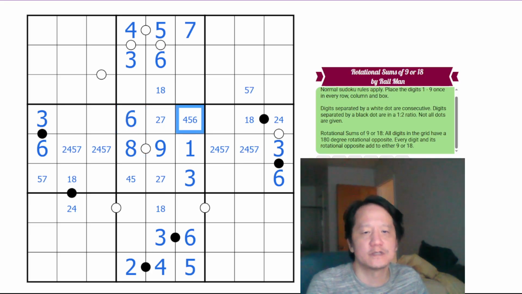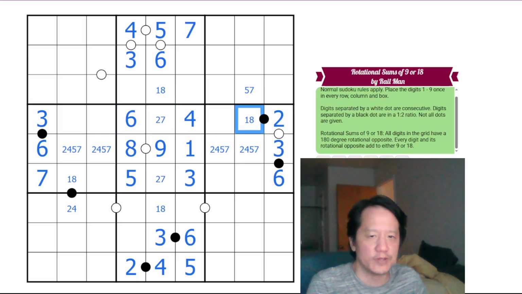So that's 6. This can't be 5 or 6. It's 4, which makes that 5 to add up to 9. 4 eliminates 4 here. So this is 2, which makes this 7. 2 is in a 1 to 2 ratio only with 1 out of 1 or 8. So this is 1, which makes this 8 here. That makes this 4. 4 and 5 add up to 9. So this is 5.